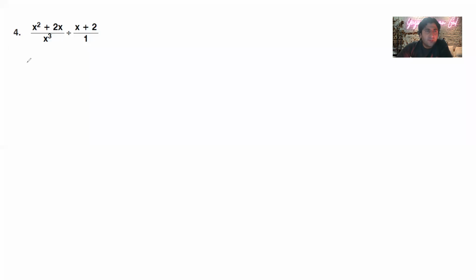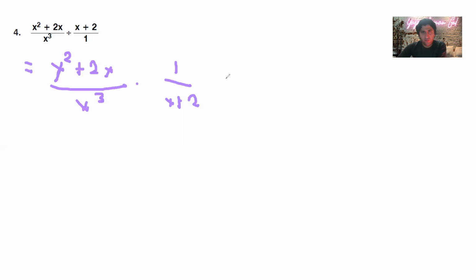So basically I'm going to rewrite the first one the same, x squared plus 2x, divided by x to the power of 3, times, this is going to be 1 over x plus 2. Right, so this was the first thing that we need to do. Then after that, I'm just going to say this equals to.